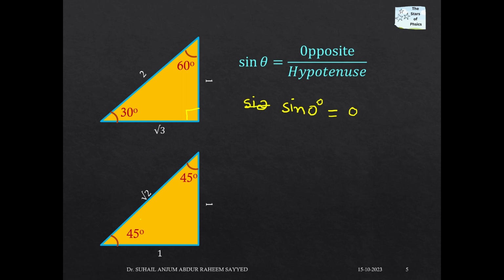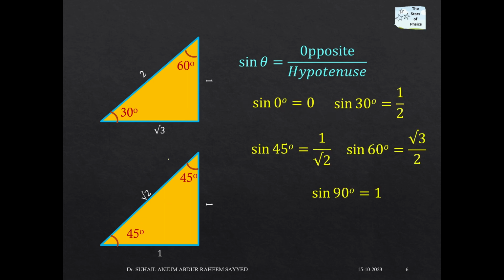And sine of 45 degrees, for that we have to consider this below triangle, which is an isosceles triangle having both the angles equal. Then sine of 45 degrees will be equal to 1 upon root 2, and sine of 90 is 1. So we have got all of them here. Sine of 0 degrees is equal to 0, sine of 30 degrees is 1 by 2, sine of 45 degrees is 1 by root 2, sine of 60 degrees is root 3 by 2, sine of 90 degrees is equal to 1.